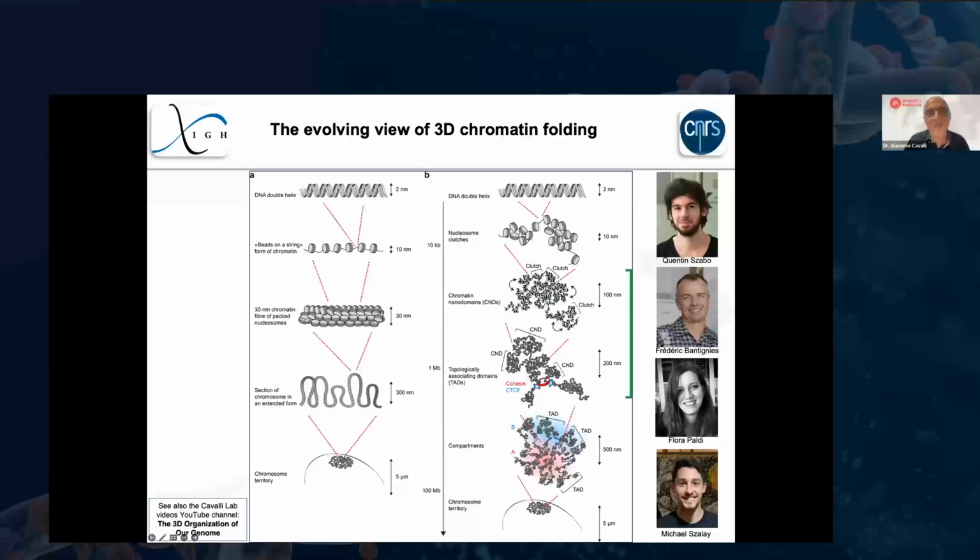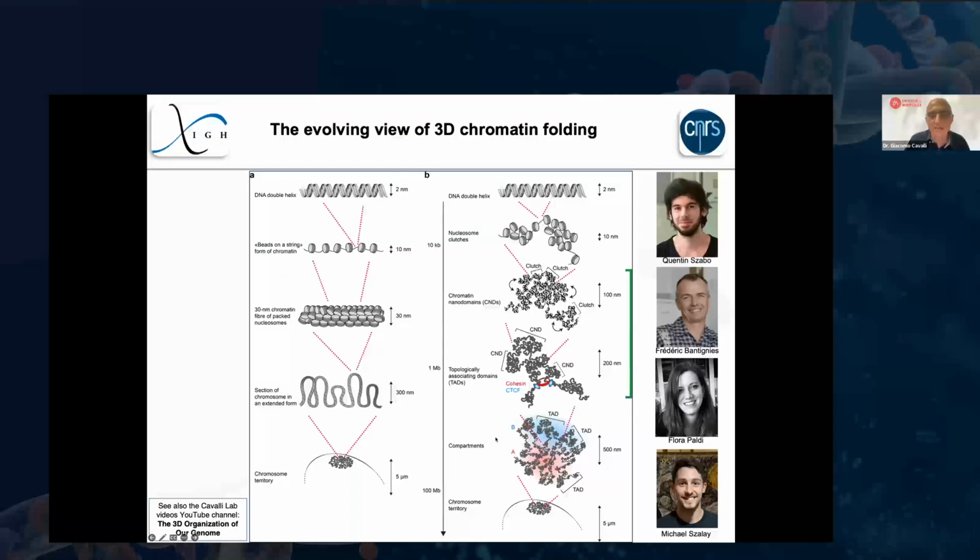But now what we know is that, first of all, you don't really have a 30 nanometer fiber. Instead, you have a disordered fiber with maybe clutches of nucleosomes that get together in small groups. These form chromatin nanodomains, which are on the order of gene size, or 100 kb-ish, depending on where you are in the genome. Multiple of them together form topologically associating domains. In turn, they form compartments that are either active or repressive.